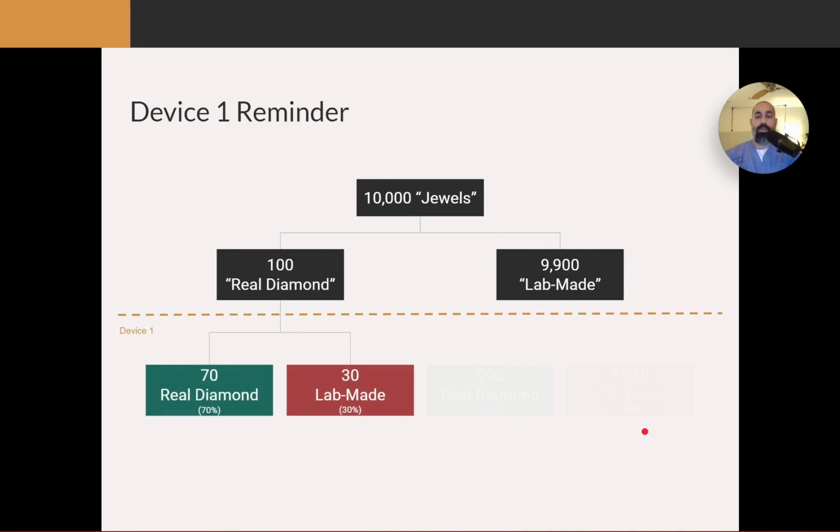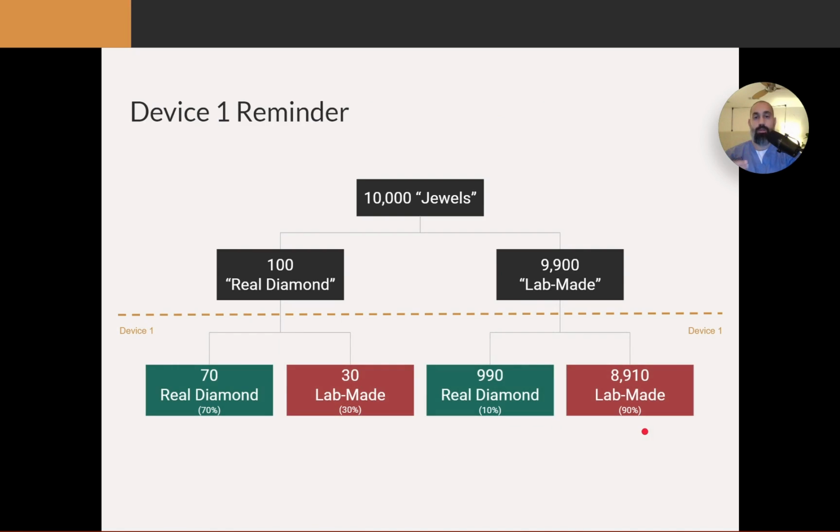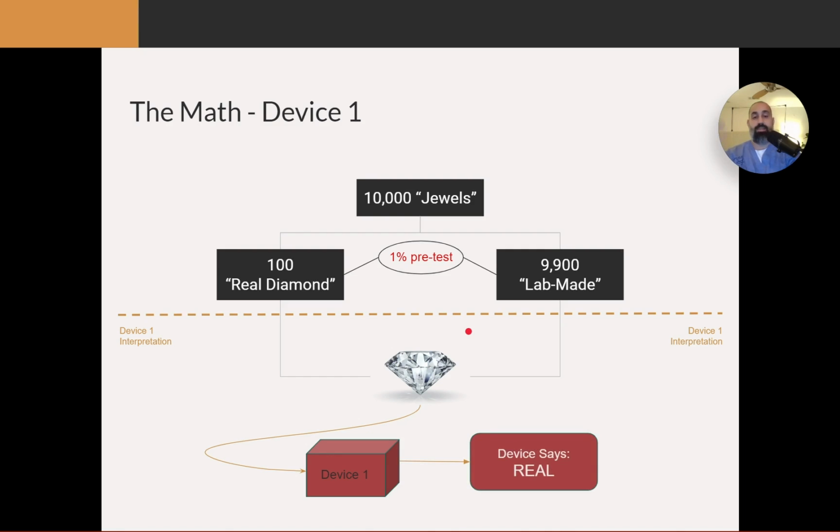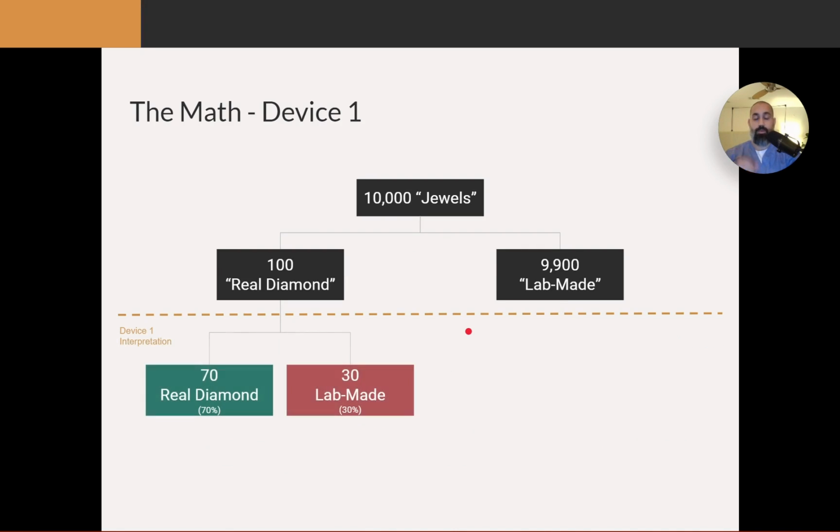Now, what if we pick one at random and we run that one through version 1 of the device? Not version 2, version 1. Remember, version 1 was 70% sensitive and 90% specific. It had a 30% false negative rate and a 10% false positive rate. So, with a 1% pretest, we run it through device 1, and device 1 pops out and says, boom, yeah, I think it's real. How likely is it that device 1 is correct? There's a way to calculate that, and this is how we do it.